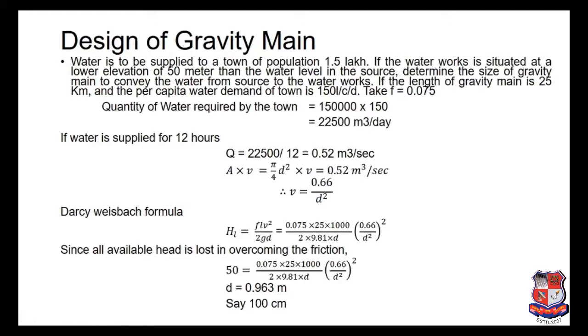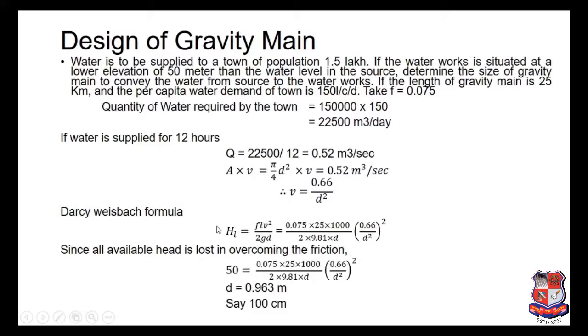And we know that Q is equal to A into V, so this will be equal to pi by 4 d square into V is equal to 0.52. So from this we can obtain V is equal to 0.66 divided by d square. The V is in the form of d.